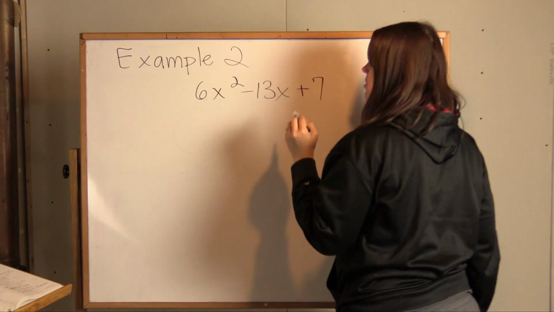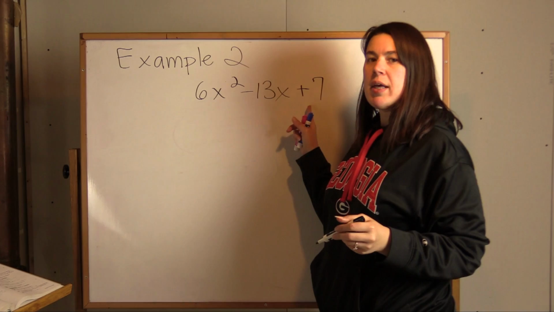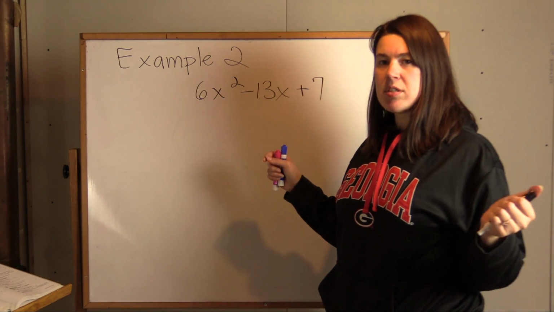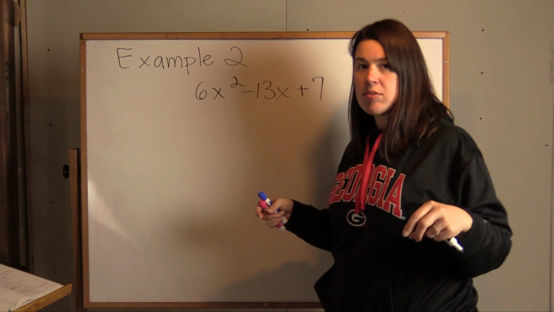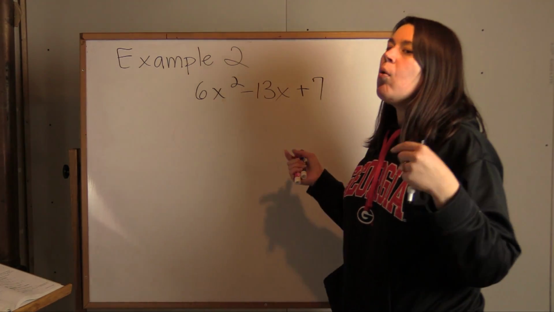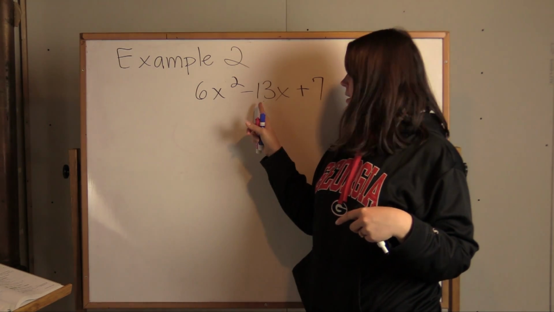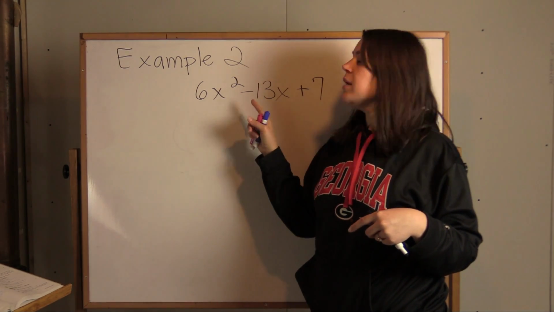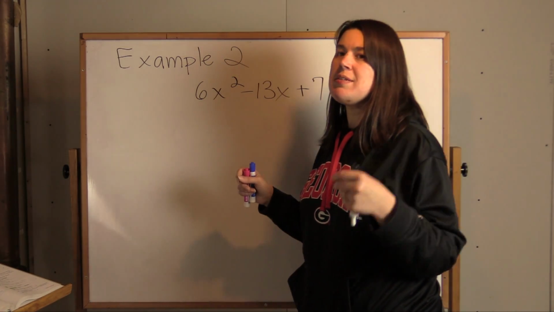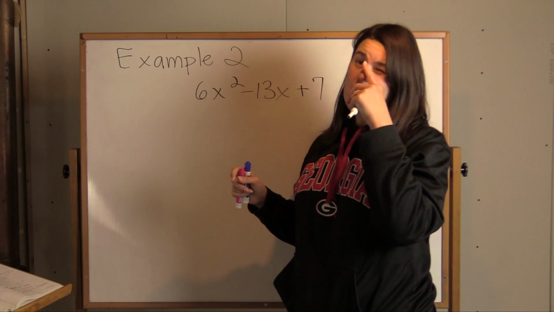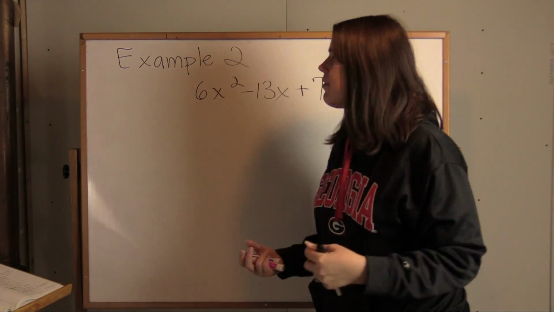If you remember back to the last section, when we have a minus sign and a plus sign, the plus sign means that the factors are going to be the same sign. So they're both going to be positive or they're both going to be negative. But the sign on letter B, in this case 13, because this is negative, that tells us that they're both going to be negative. So I'm still looking for factors that add. It's just going to be negative adding to negative.